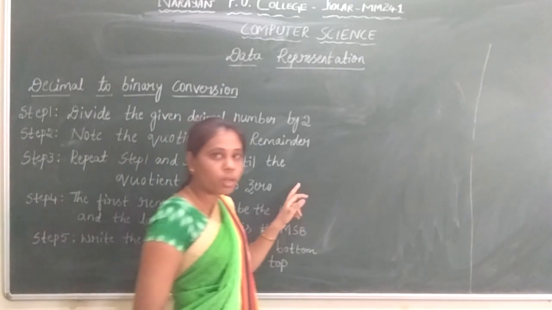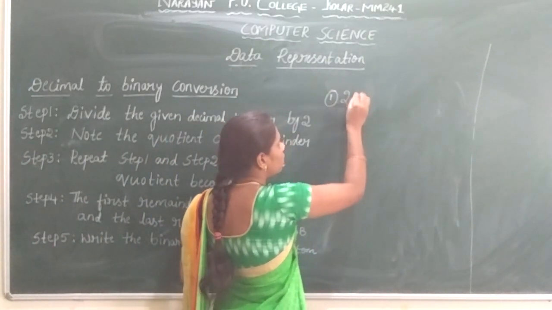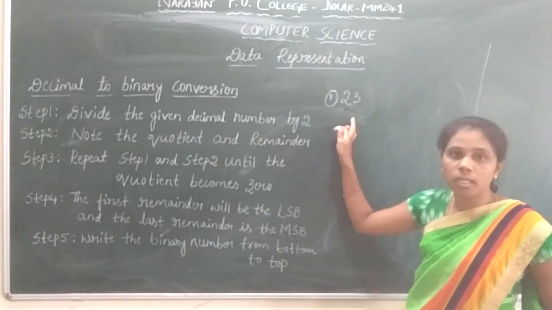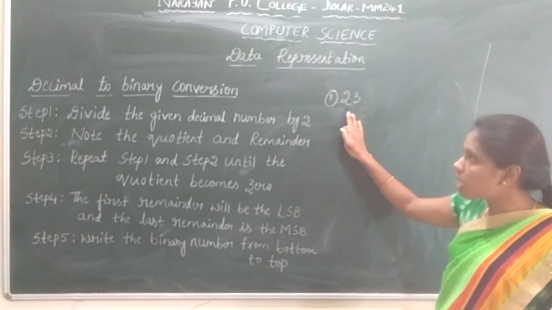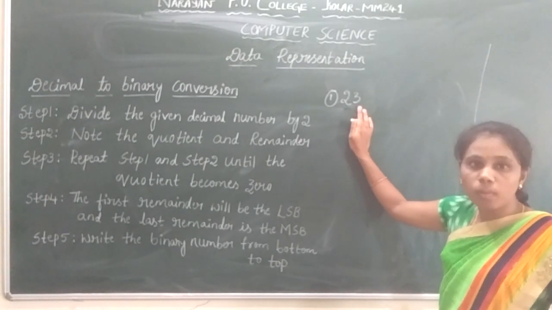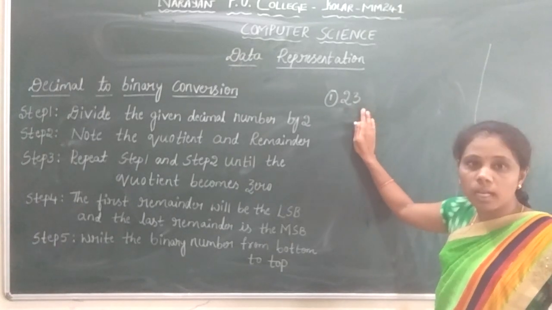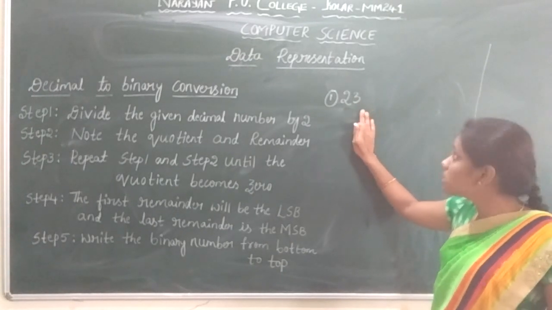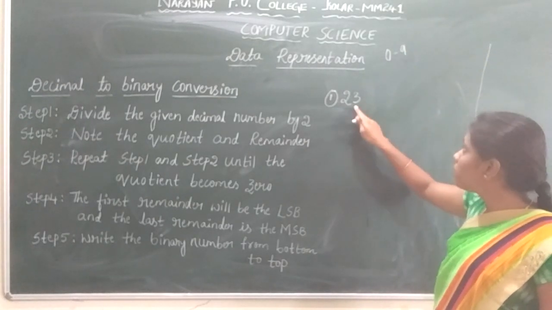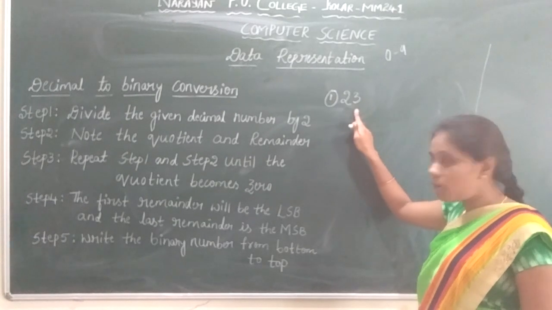Now we'll see one example so that it will be clear for you. Now consider this as an example. This is an example for decimal number system. Why? Because we have 2 and 3, which are in the range of decimal values. In decimal number system we use the digits from 0 to 9. So 2 and 3 fall under this range. Hence this is an example for decimal number system.